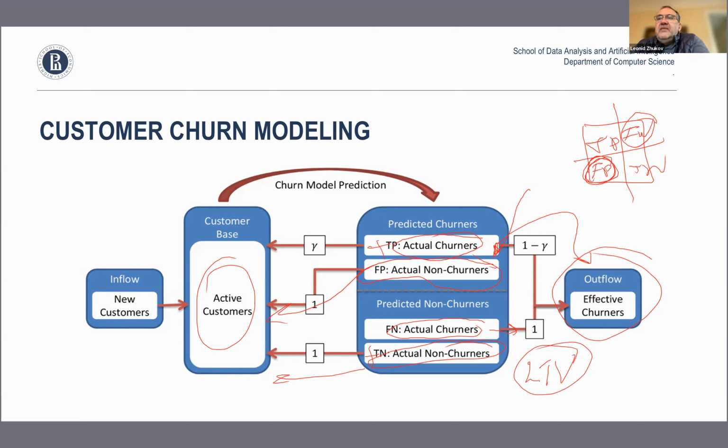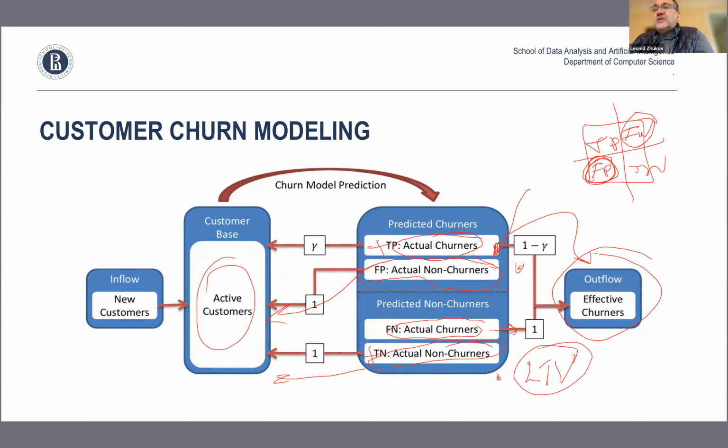So then the question is, we need to somehow balance. On one hand, we want to keep the customers, right? On the other hand, of course, we don't want to spend a lot of money on discounts, especially giving the discount to everybody. So if our model is really bad, misses actual churners, and predicts a lot of churners that are not churners, then we're going to be wasting money here, and we're going to be losing money here.